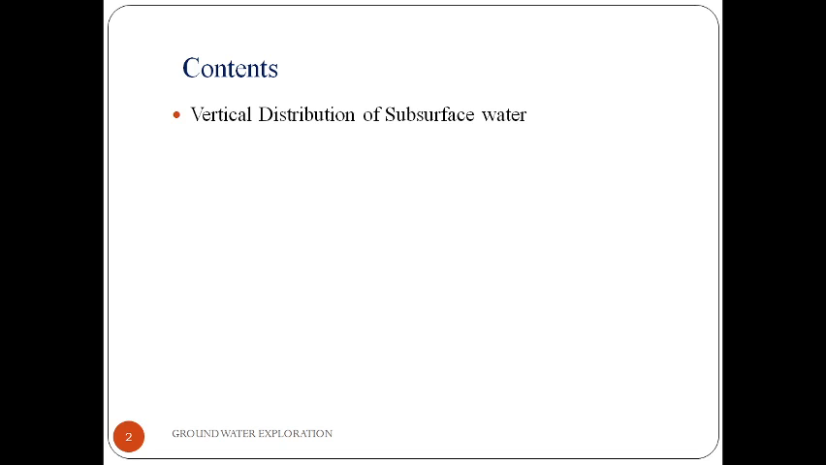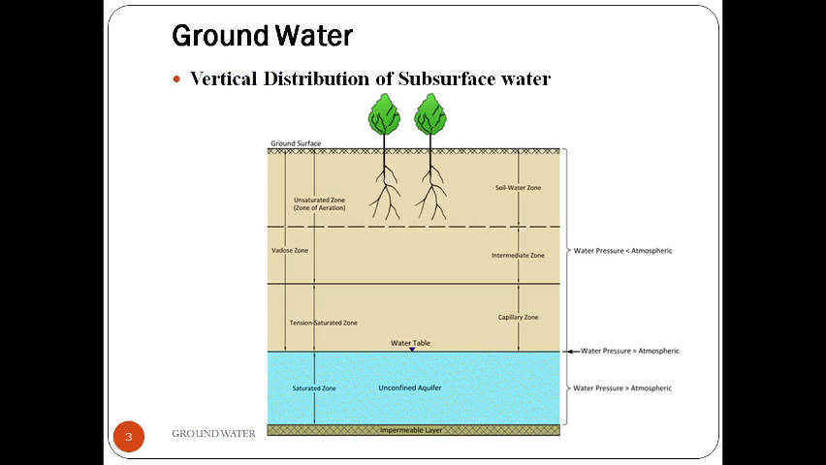Contents in this session will be learning about vertical distribution of subsurface water. Here in this figure you can see various zones. Number 1, soil water zone. Number 2, intermediate zone. Number 3, capillary zone. And the last one is saturated zone.